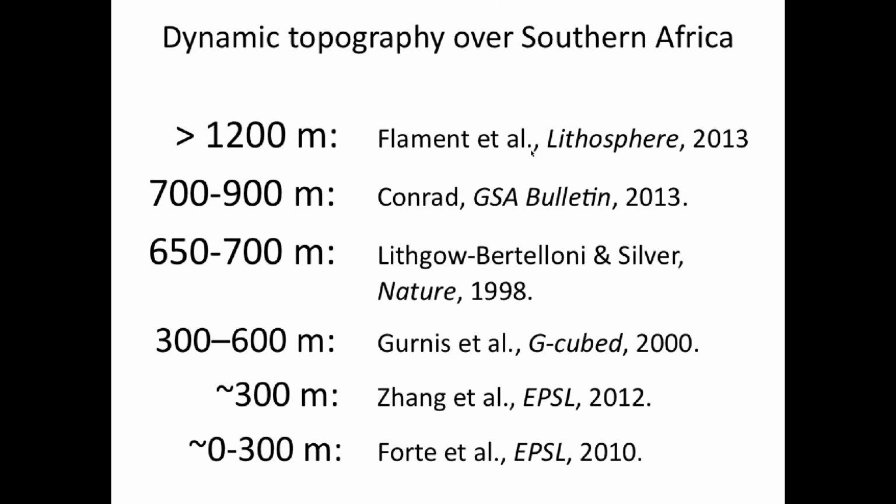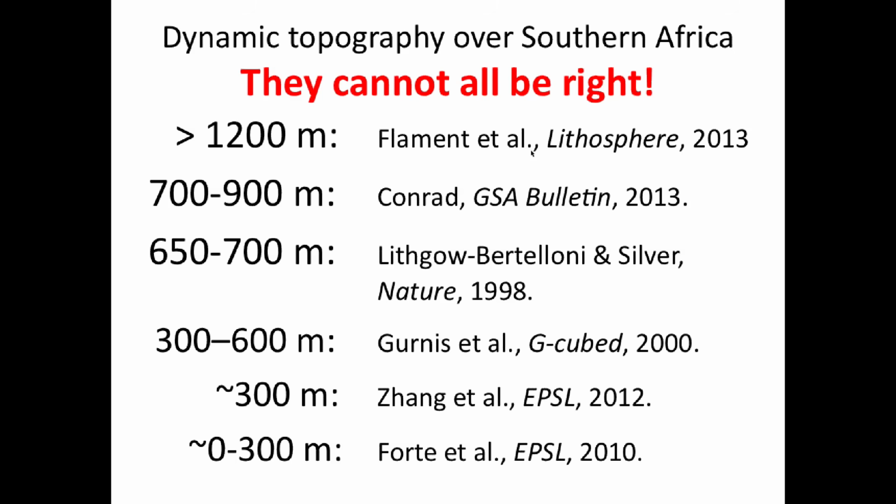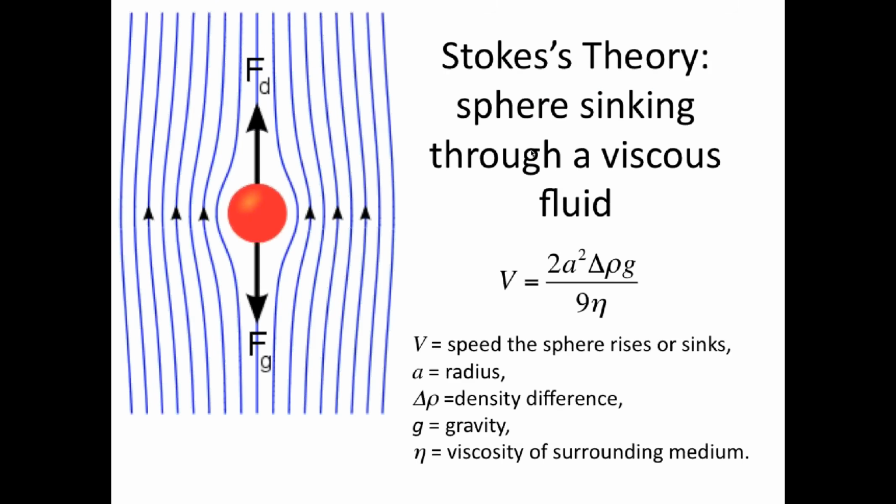But I hope you'd all agree that the one fact that we would all agree on is that they can't all be right, that these numbers are different from one another. And we're quantitative scientists, and we do worry about whether two numbers are within uncertainty of one another. Okay, I'm going to look at this in a very simple way.